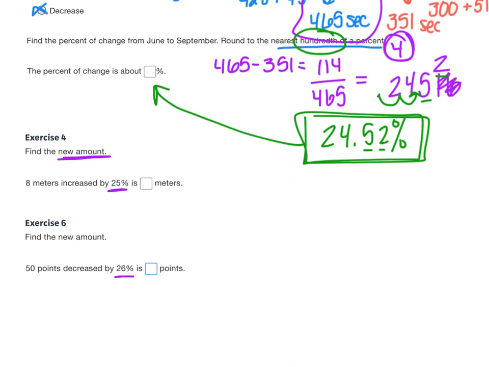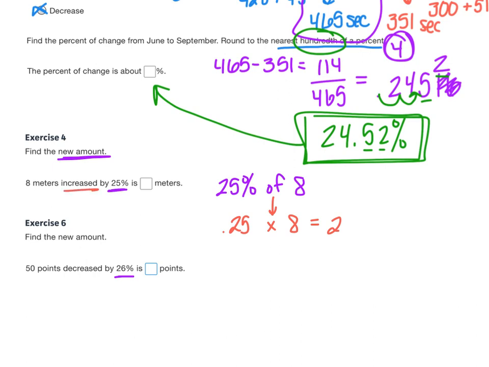So it says 8 meters increased by 25%. How many meters is that? If it increases by 25%, the first thing we need to find is what 25% of the original is, of 8. So what is 25% of 8? That's exactly what we did in the percentages section. We know the word of means to multiply. We know that 25% is 0.25, and 0.25 times 8 is 2.